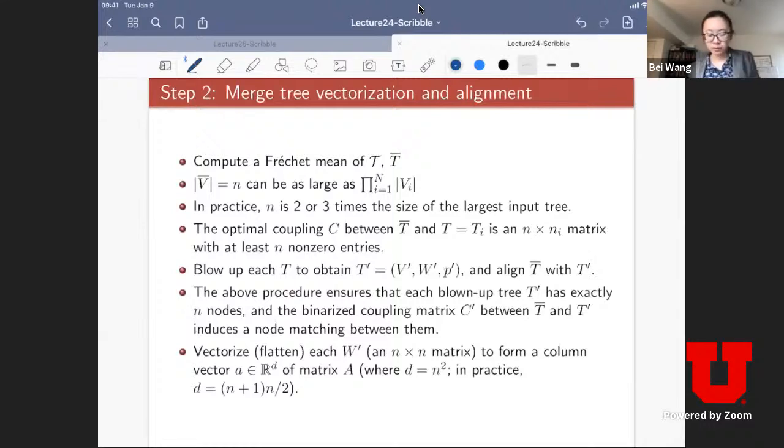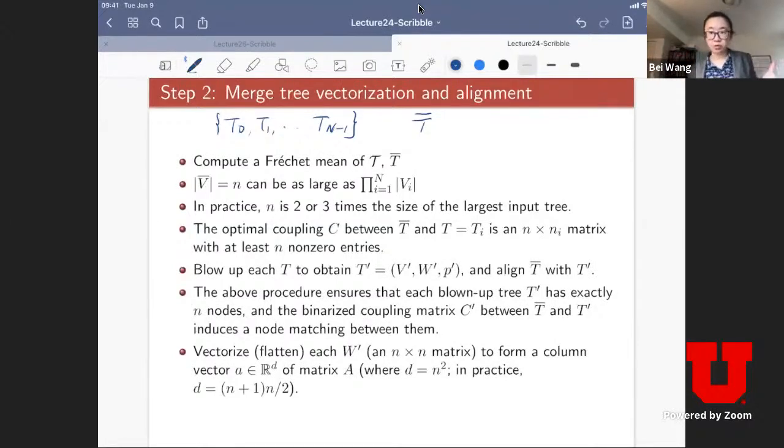On the high level, if you have an input tree 0, tree 1, up until, say, tree n minus 1, this is a collection of trees that you input. What you do is you compute the average tree, and we'll get back to the GW framework very soon. So let's say you have a way to compute this average tree. Then the idea is to map every single tree against this average tree.